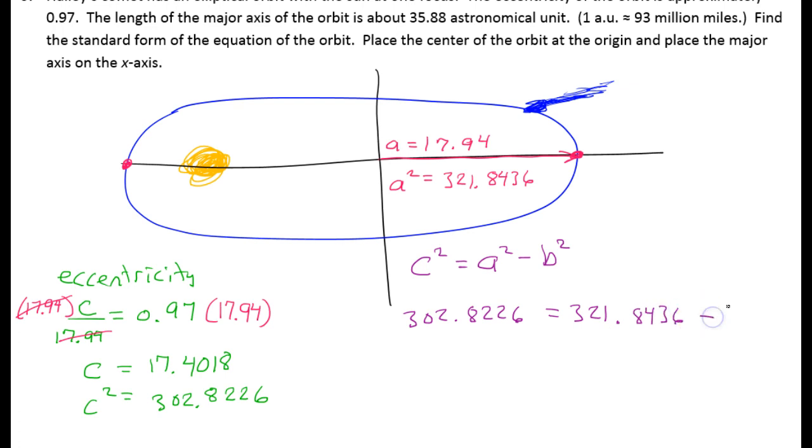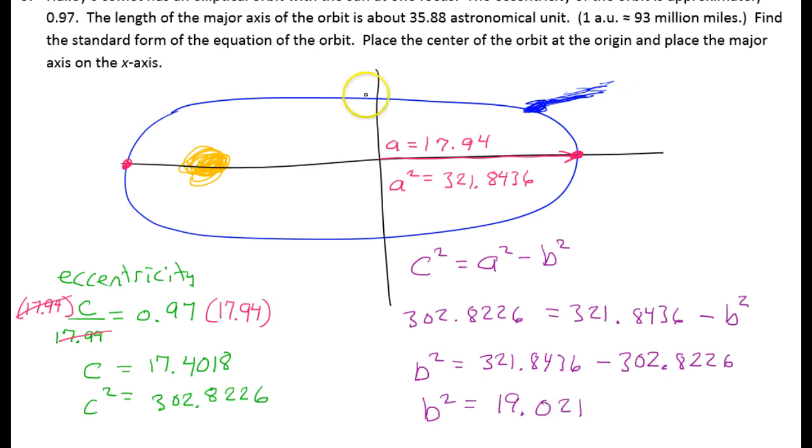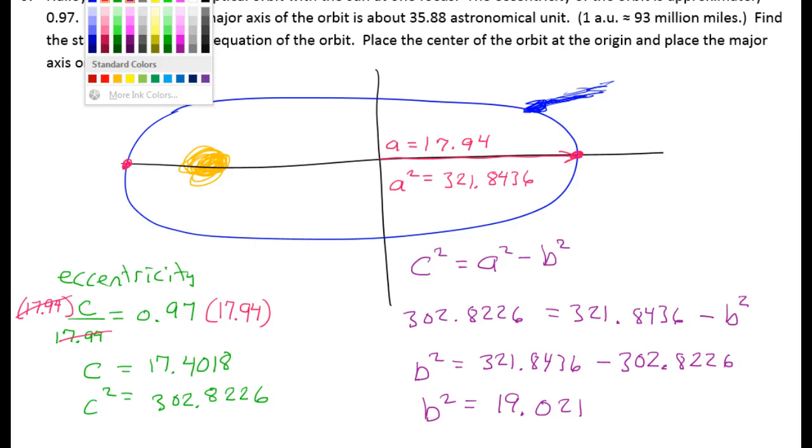321.8436 minus B squared. So I'm going to add B squared to both sides and subtract 302.8226. So that's going to be B squared is equal to 321.8436 minus 302.8226. Let's just do that subtraction. I'm getting 19.021 for B squared.